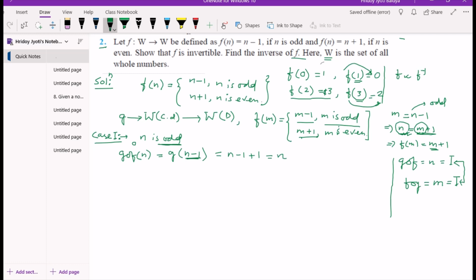Now case 2, when n is even. Let us try to find z of f in this case. Z of f(n), where f(n) when n is even is n plus 1. So we will write z of n plus 1.